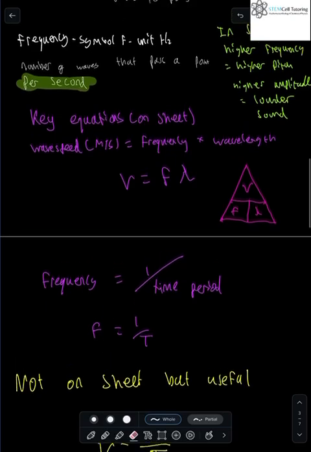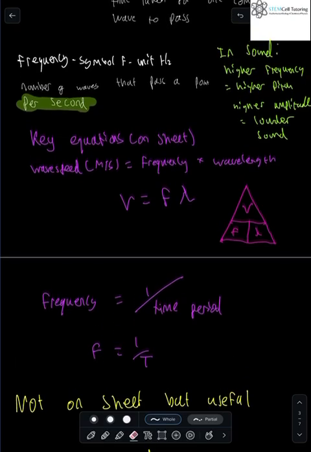Now, the frequency is the number of waves that pass a point per second. You can calculate that as 1 over the time period, or you can rearrange v = f λ to calculate your frequency. You can't measure that directly from your waveform.